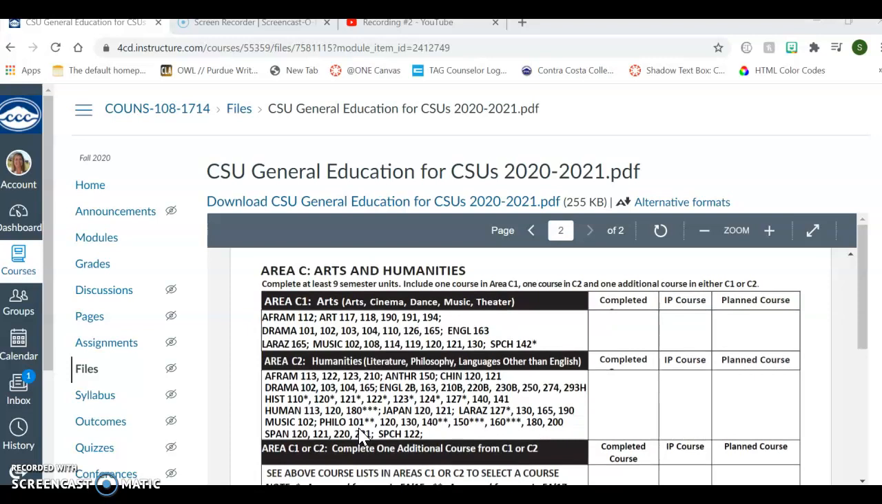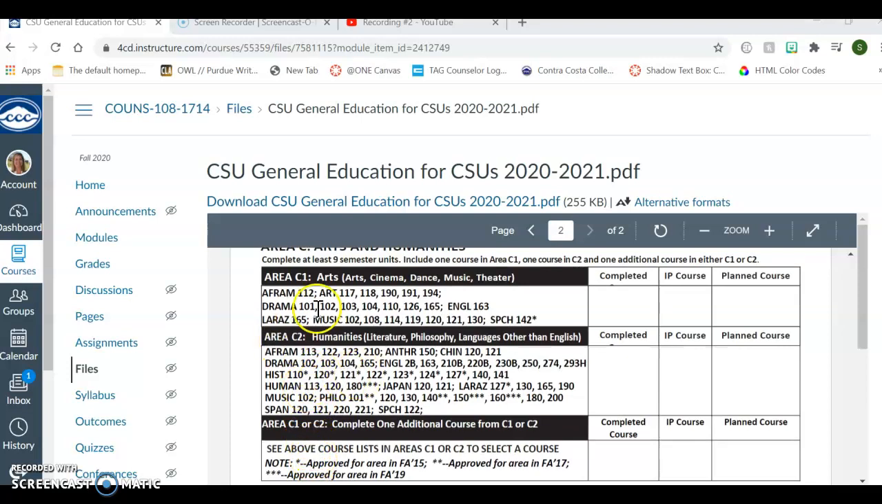On the second page of this GE, we look at the arts and humanities. As a reminder, CCC requires just one course from the arts and humanities, whereas transfer requires three, one from the arts, one from the humanities, and then your third course comes from either section. Note the asterisks next to some of the history courses. I'll explain that in a moment.